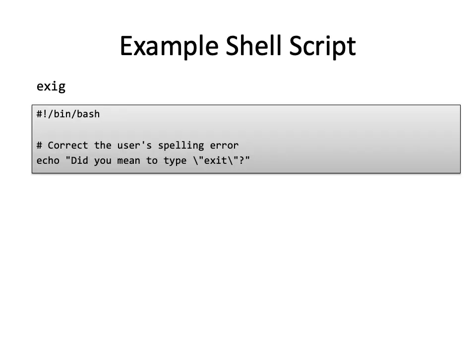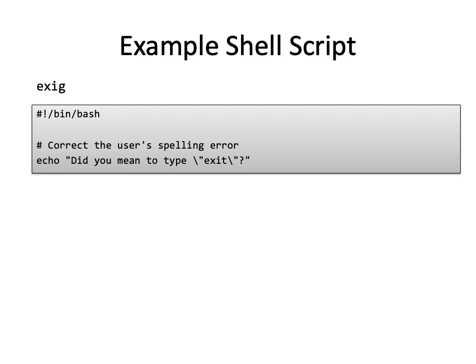Here's an example of a shell script. There were many times when I was just typing too fast and I would accidentally type exig instead of exit. Now when I did that, the bash shell that I was running would often say something like, error, exig not found. And it would stress me out.